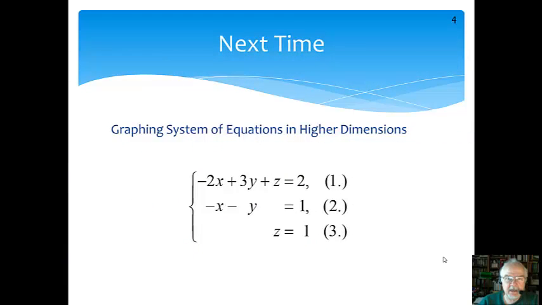And of course, if we think more about this graphing, what does it mean to graph a system of equations where we have 3 dimensions, as we have in this system of 3 by 3 equations? How do we graph something in 3 dimensions? Or even stranger, how do we graph something in 4 dimensions, 5 dimensions?